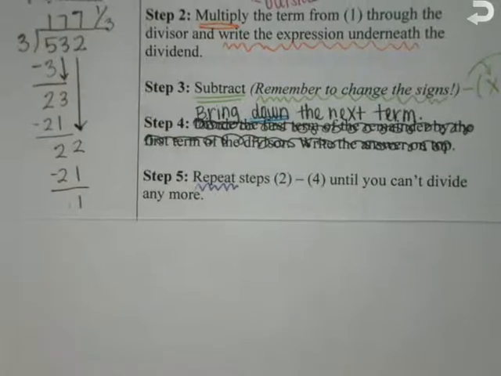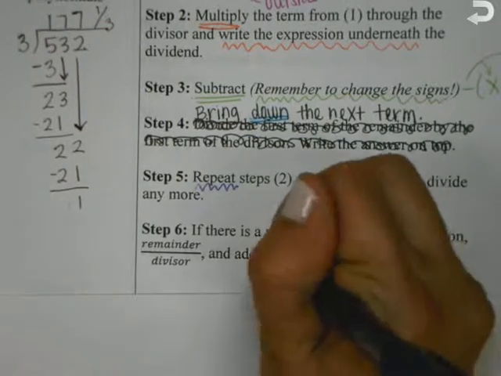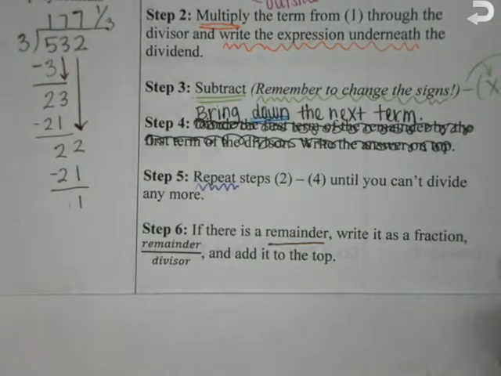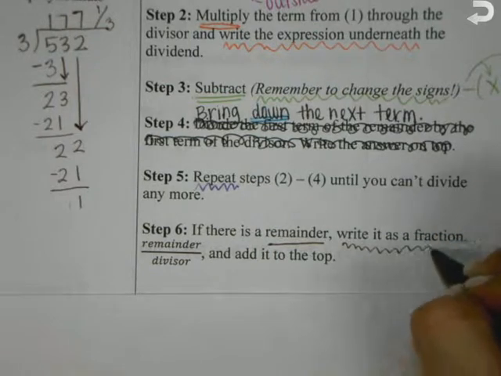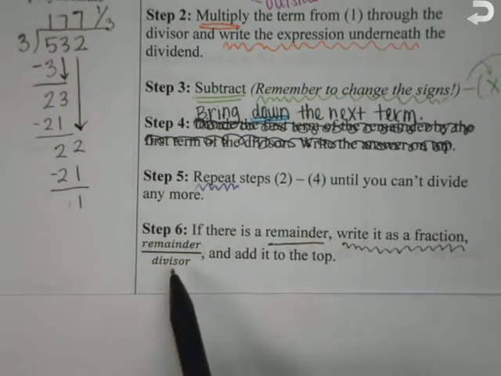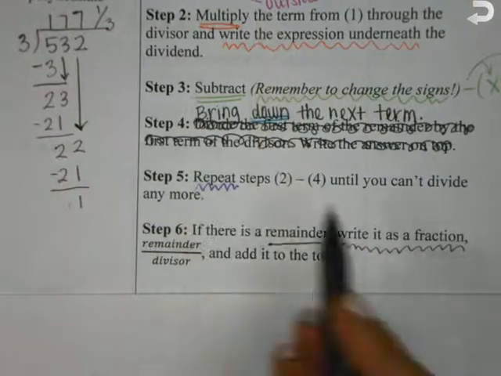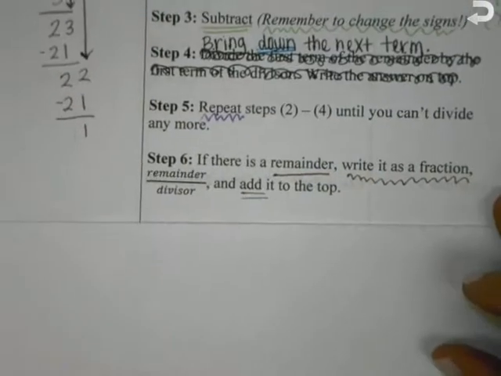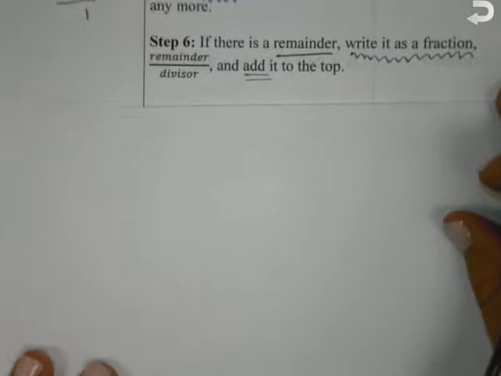If there is a remainder, which happens quite often, write it as a fraction, remainder over divisor, so remainder over what's on the outside, and add it to the top. Okay, so if we end up with the remainder, just like in regular long division, just rewrite it as a fraction, remainder over divisor, and it just gets added to the top.